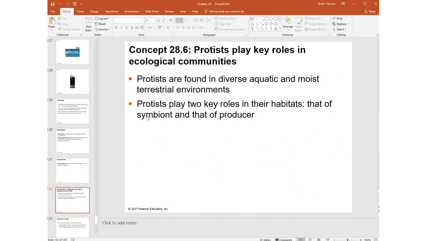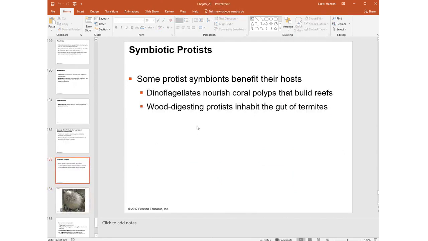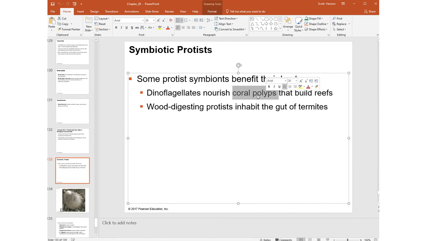So then we're going to jump to protists in general. The protists then in general are found in diverse aquatic and moist terrestrial habitats. And they play two key roles in their habitats, that of a symbiont and also that of a producer, producing food for other groups. And some protist symbionts actually benefit their host, like dinoflagellates, for example, will nourish coral polyps that build coral reefs in the oceans. And we'll talk about coral polyps when we cover the invertebrates in the animal kingdom.